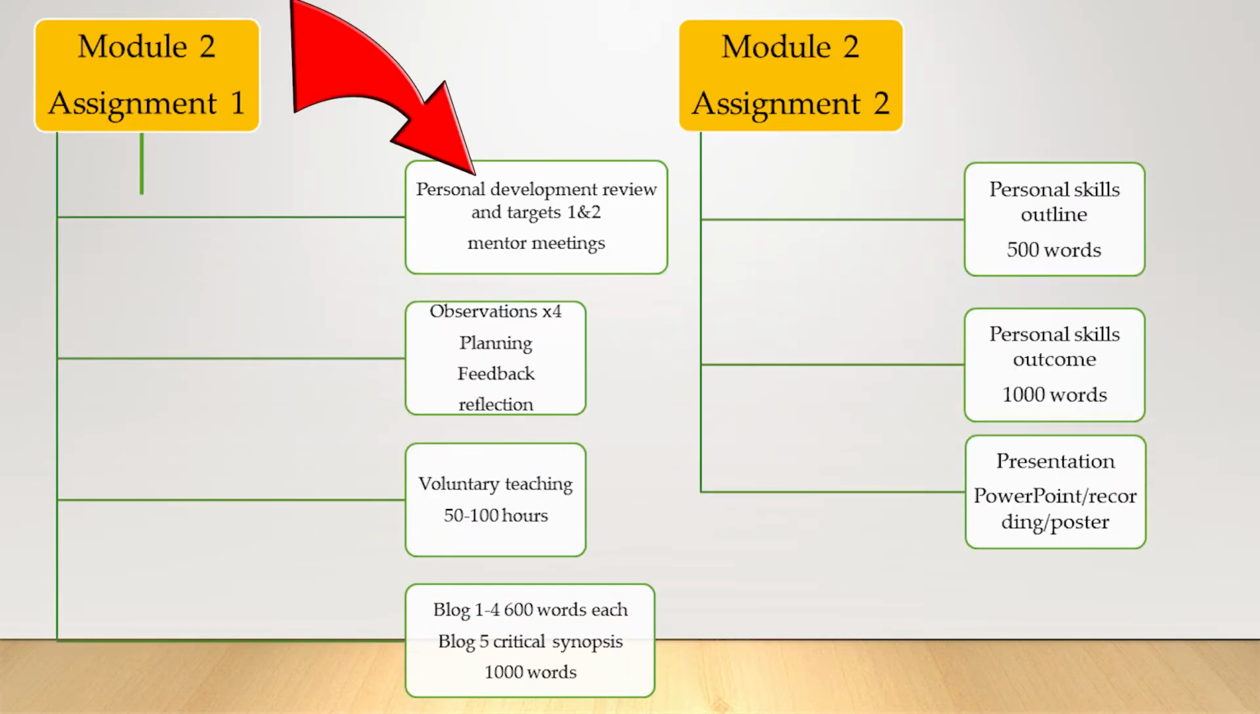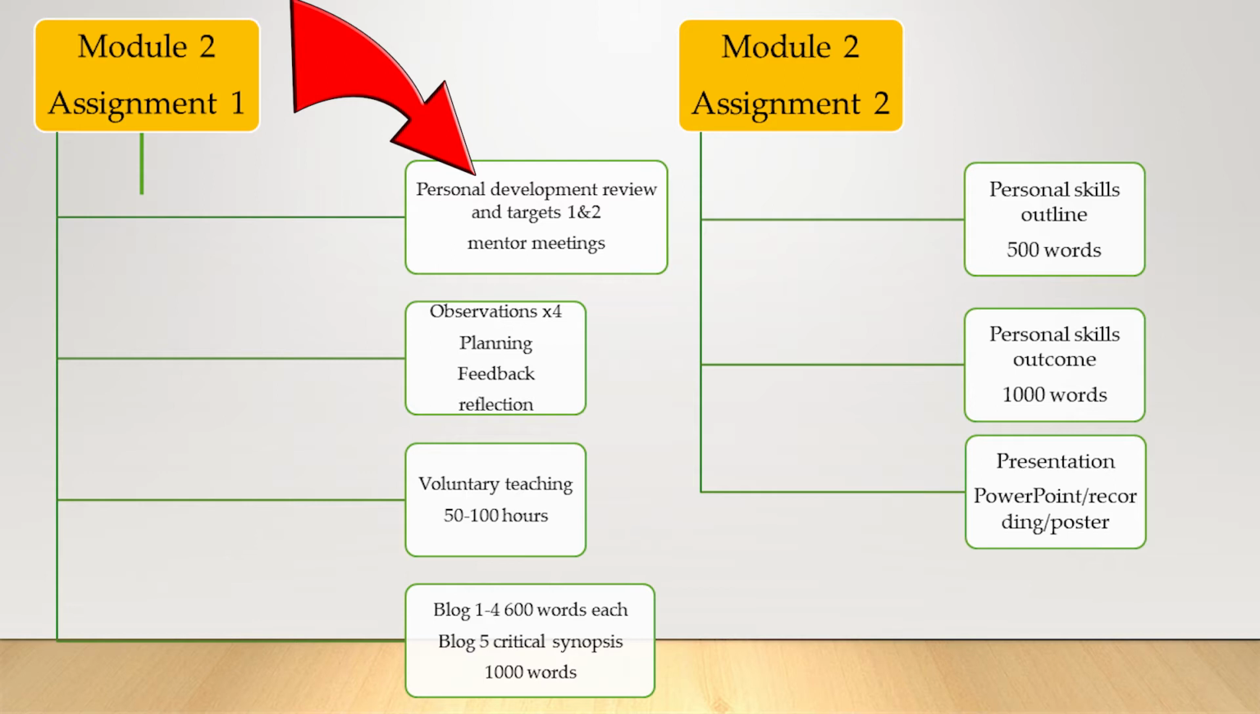Module 2 has 2 assignments. Personal development plan, which you do towards the beginning, review on targets, which you do after some of your observations, and recording your mentor meetings. Observations you need to do throughout module 2. You need to have 4 observations, which includes the planning, feedback from your tutor, and reflecting on that feedback. You should complete approximately 50 to 100 hours of voluntary or paid teaching.